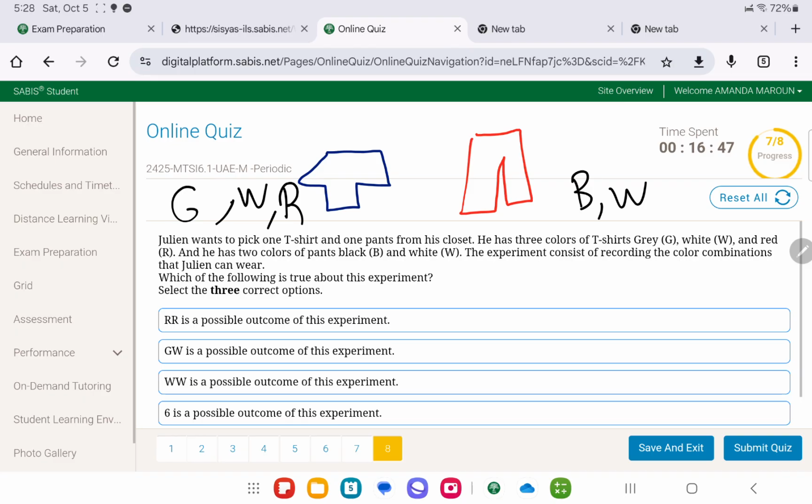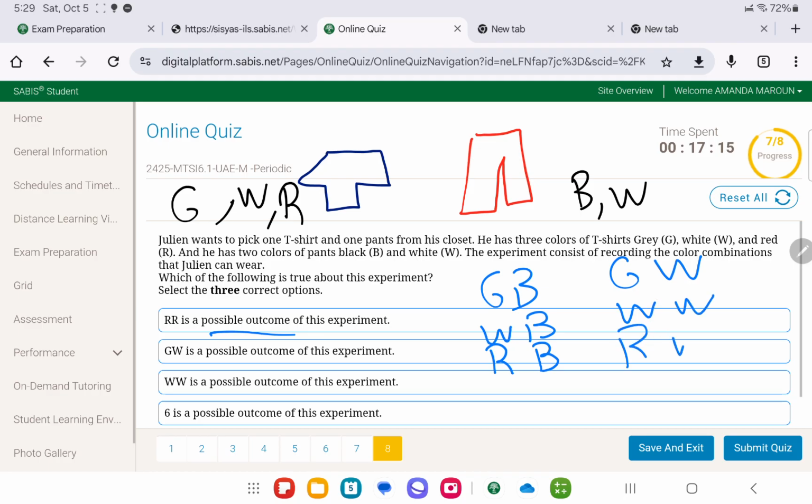The experiment consists of recording the color combinations that Julian can wear. Which of the following is true about this experiment? They need possible outcomes. So what are possible outcomes? He can wear gray and black, or white and black, or red and black, or gray and white, or white and white, or red and white. It's up to Julian.